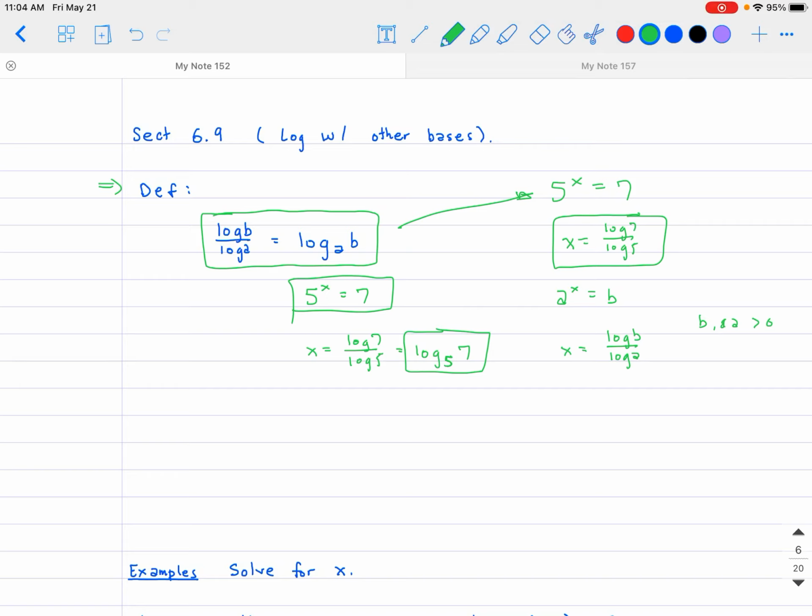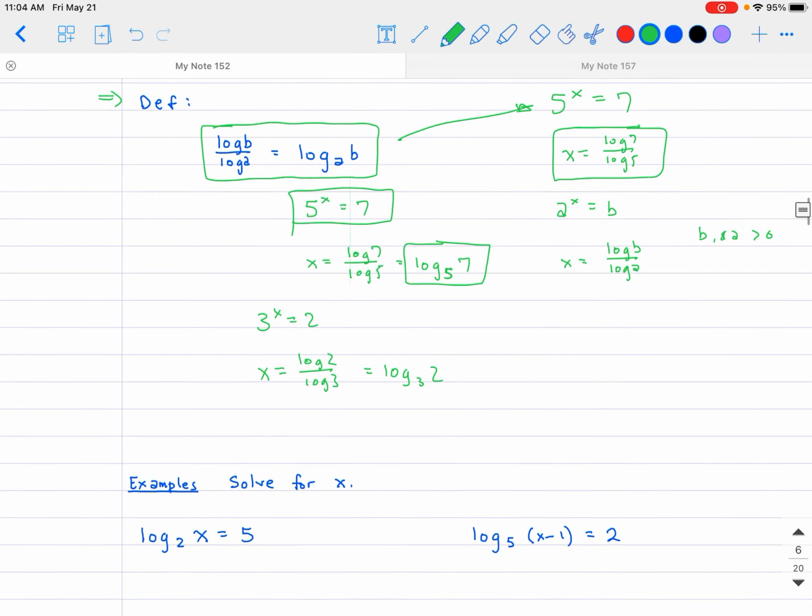So here, taking another example, if I have 3 to the x is equal to 2, the answer according to last section is going to be equal to the log of 2 over the log of 3. But now, according to our new definition, we can also say that this is the same as log base 3 of 2. So those are all going to be interchangeable between the forms. Okay, so let's take this new definition of logarithm and see what we can do with it.